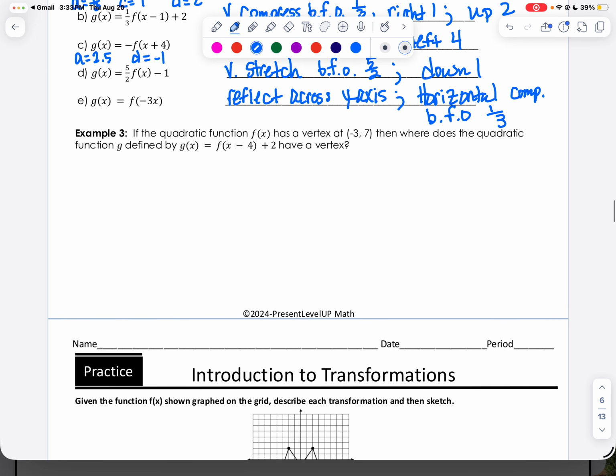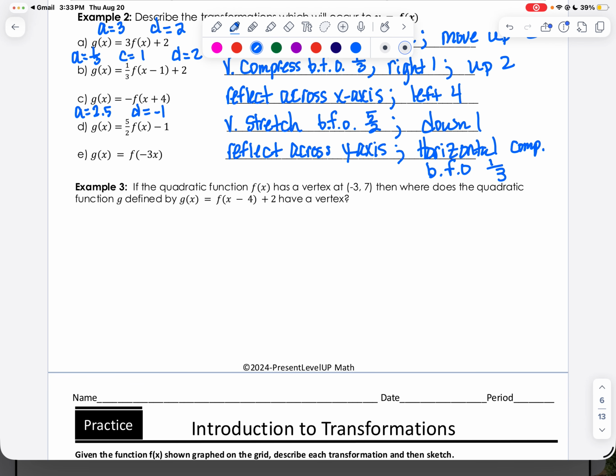All right, example 3. If the quadratic function f of x has a vertex at negative 3, 7, then where does the quadratic function g, defined by g of x equals f of x minus 4 plus 2, have a vertex? So we're transforming it here. We have x minus 4, so that's grouped with the x's, so we do the opposite. So we'll add 4 to x, and then the plus 2 means add 2 to the y.